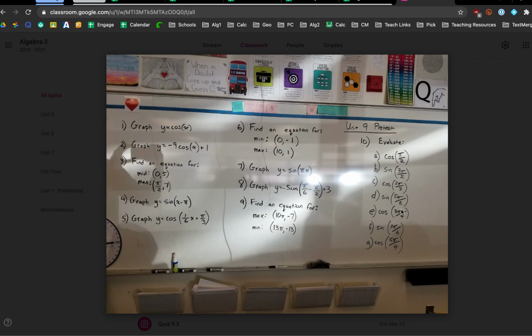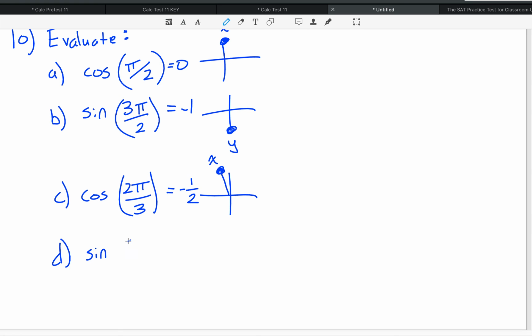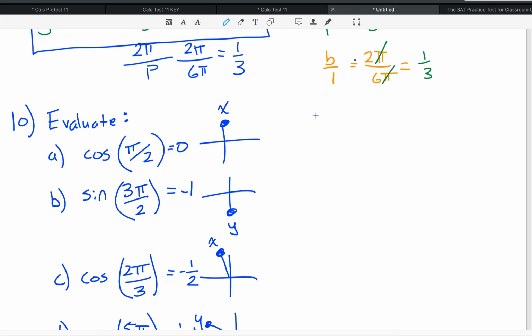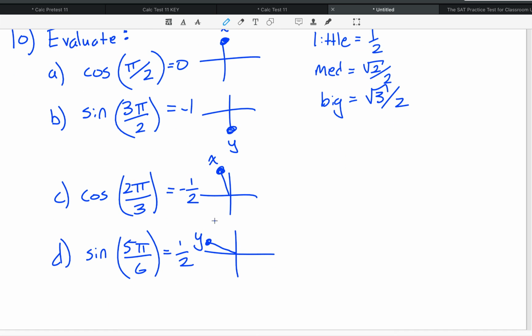D, sine of 5 pi over 6. First, you have to ask yourself, where is 5 pi over 6? It's right here. Sine is the y-coordinate. Notice I've moved up a little amount. Our littlest amount is 1/2. Again, the way that I think about this, I think of little as 1/2, I think of a medium amount as √2 over 2, and I think of a big amount as √3 over 2. So whenever I say big, medium, small, those numbers are correlated over there.